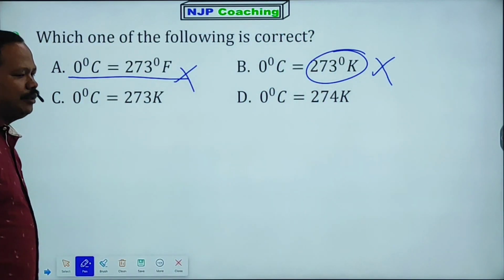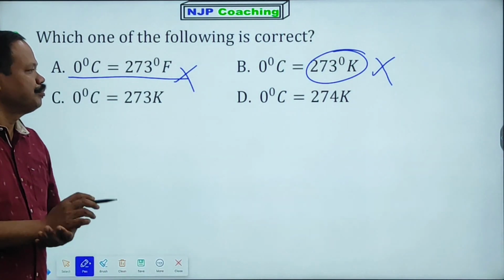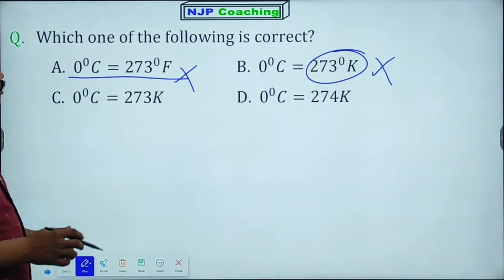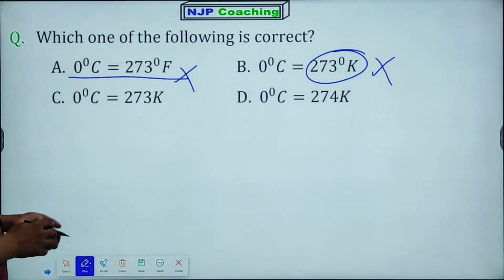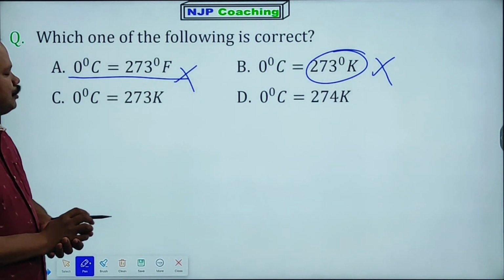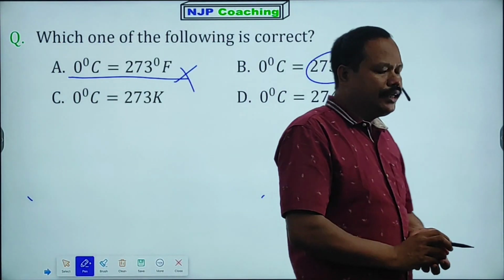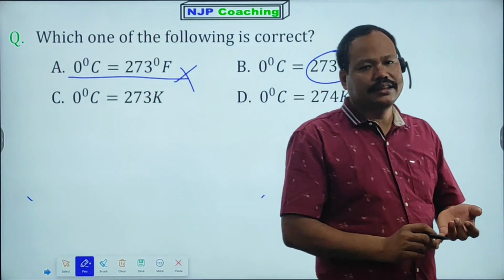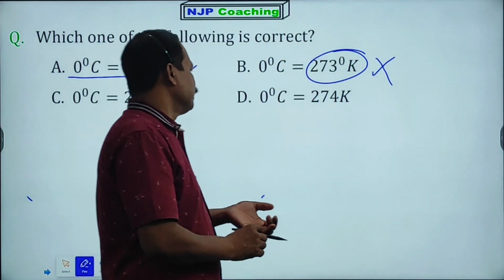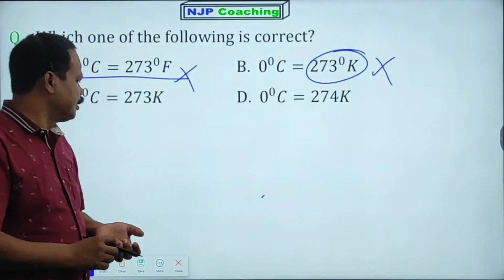Okay, there is a formula. I will come to that formula later on. I don't want to give the formula now. Just I want to say, when degree centigrade or degree Celsius is converted to Kelvin, we have to add 273. Remember that?